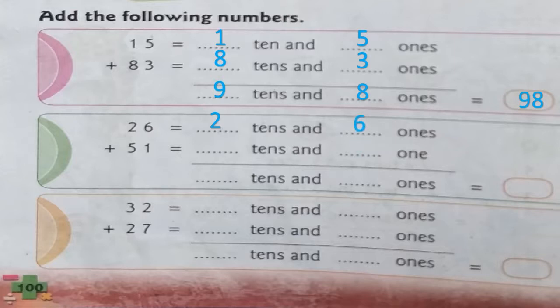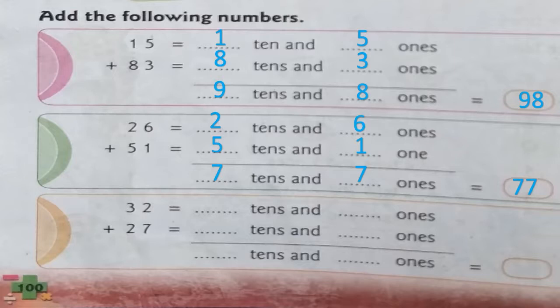Now let's expand number 51. In tens place we have to write 5, and in ones place we have to write 1. And let's add the numbers in ones place. 6 plus 1 is 7. 2 plus 5 is also 7. So 7 tens and 7 ones will be, yes, 77. Very good. We'll go to the next one.